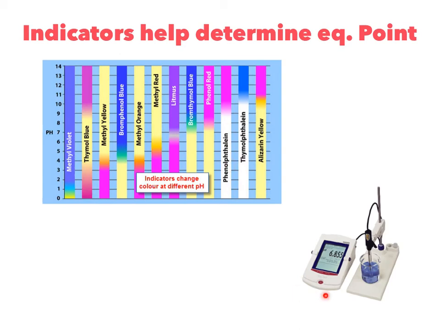You also could use a pH meter. This is a pH probe that actually measures the pH. You just put it right in there, and it'll give you a more precise measurement of the pH. So you pick your indicator based on where the color change happens, what pH you know that the color change is going to happen, and so you pick an indicator to use for your titration.